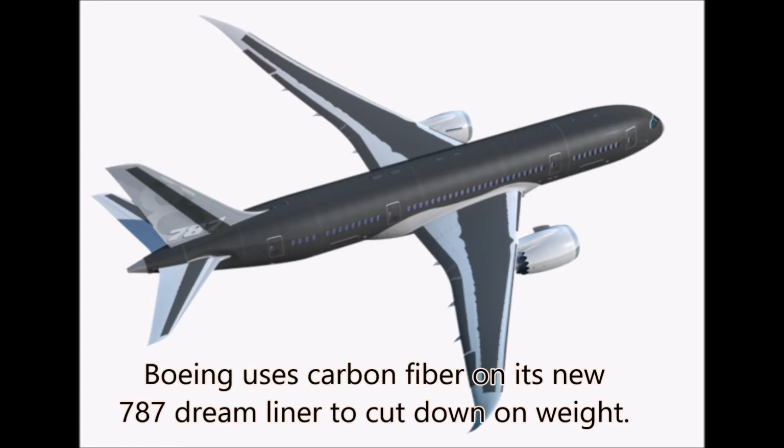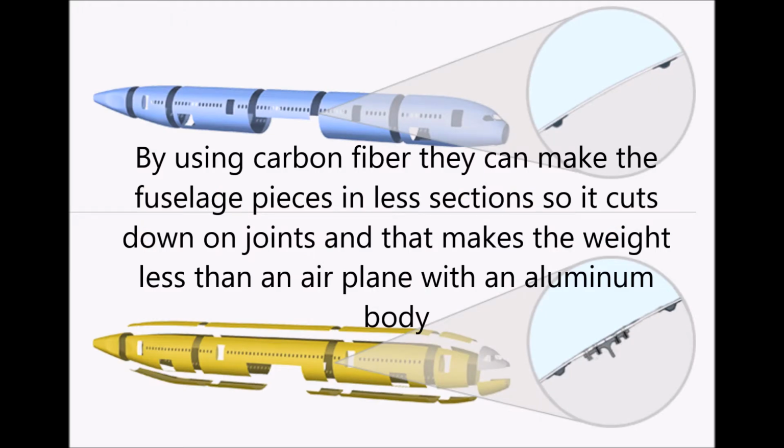Boeing uses carbon fiber on its new 787 Dreamliner to cut down on its weight, and all of the black that you see on the plane pictured above is made out of carbon fiber to cut down on the weight. By using carbon fiber, they make the fuselage in fewer pieces, and by doing so, they cut down on the joints that they need to join the plane together compared to an aluminum-bodied plane.